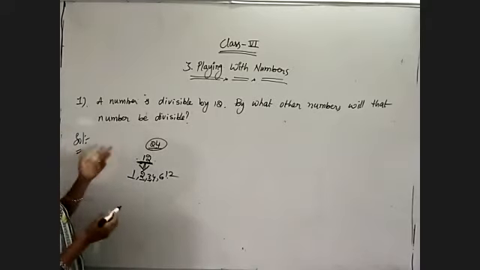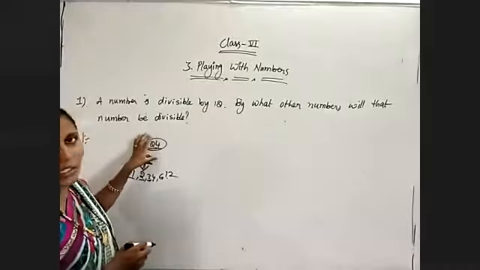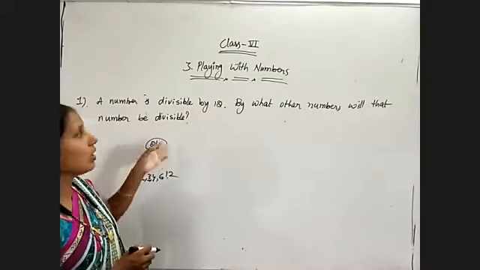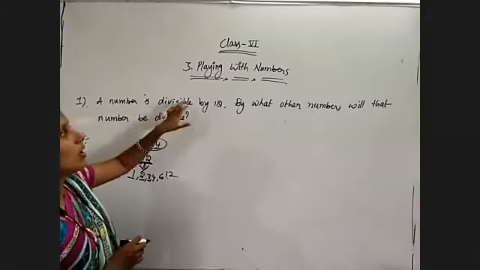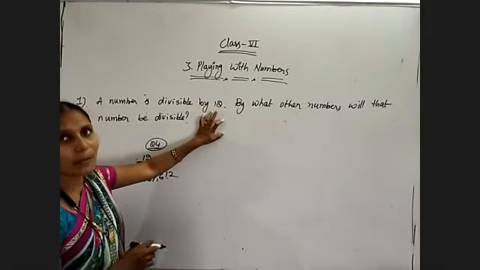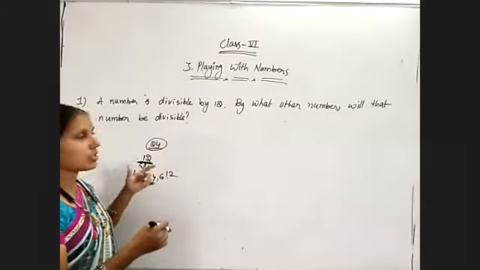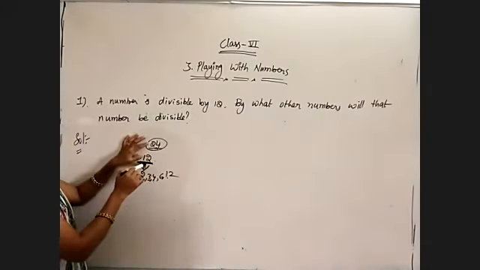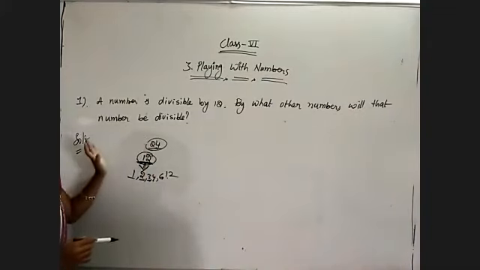But here that number they did not give. A number is divisible by 12. What is that number they did not mention? I am taking an example, that's all. So by what other numbers will that number be divisible? Whatever factors of 12 are there, all those factors divide the number. So 24 is divisible by 12. All the factors of 12 divide 24 exactly.